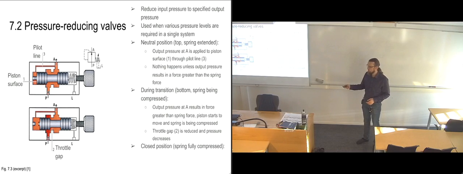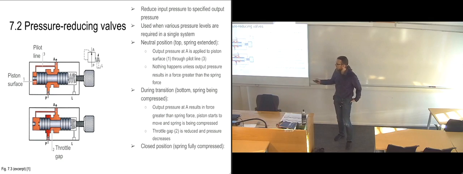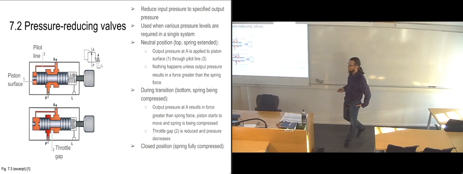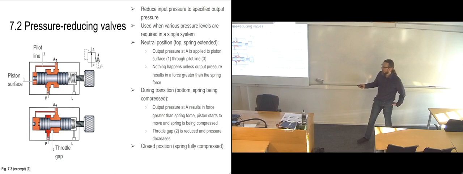However, if we get even more pressure here, so that the throttling part is not enough, so we get a huge pressure increase coming from the pump, then in the end, the pressure here will end up pushing the piston all the way over. And then it's going to close off the pressure side completely.